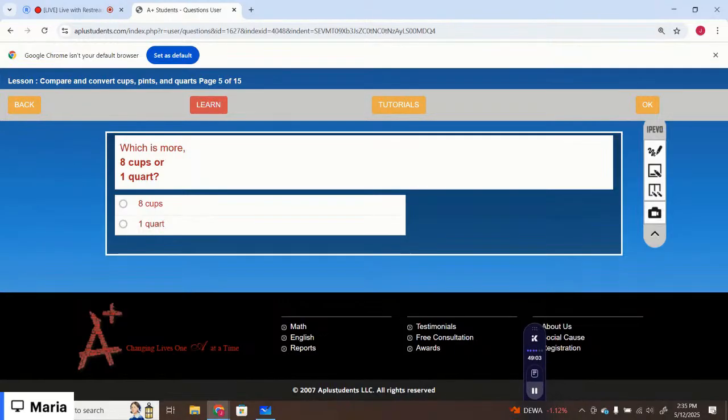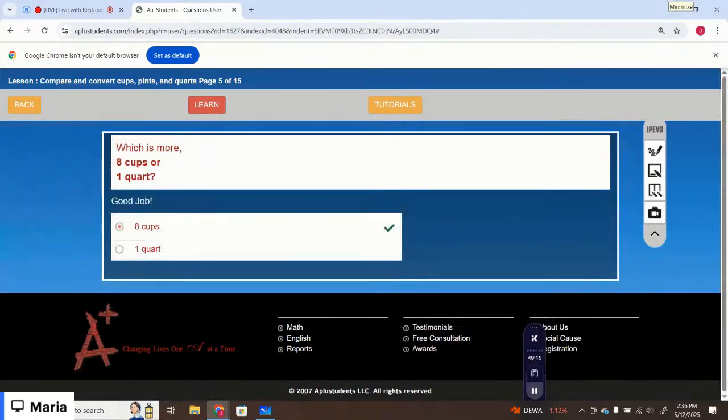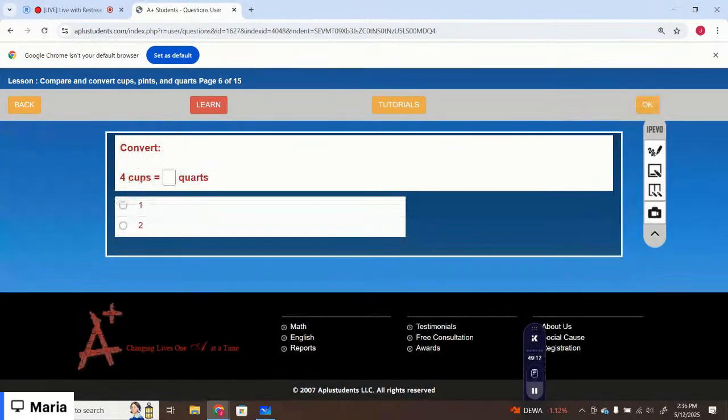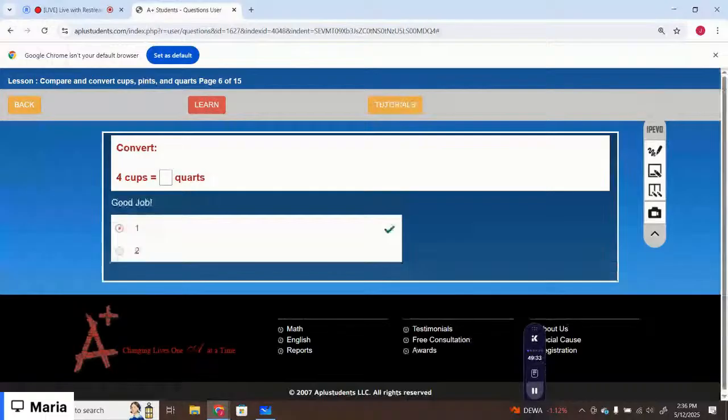Which is more, 8 cups or 1 quart? 8 cups is more than 1 quart, right? Because 1 quart equals 4 cups. So obviously 8 cups are more than 4 cups. 4 cups equal how many quarts? 4 cups equal 1 quart. Option number one is the correct option.